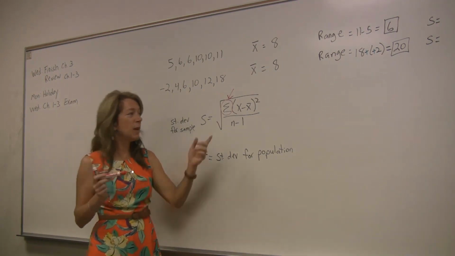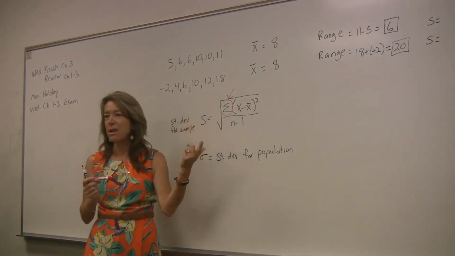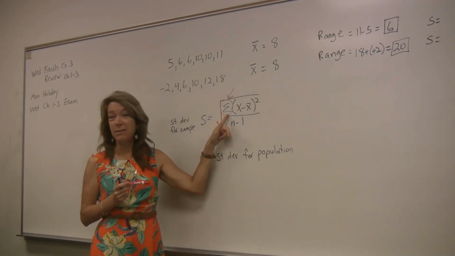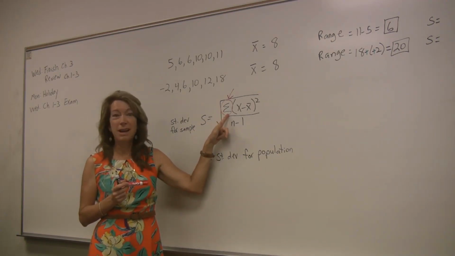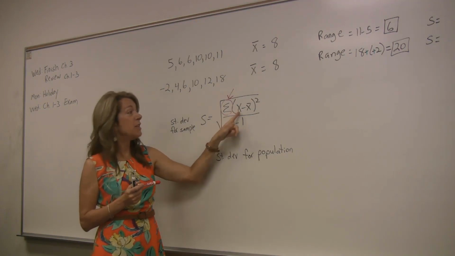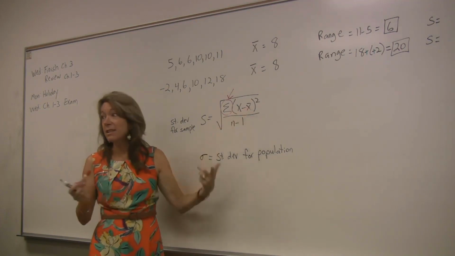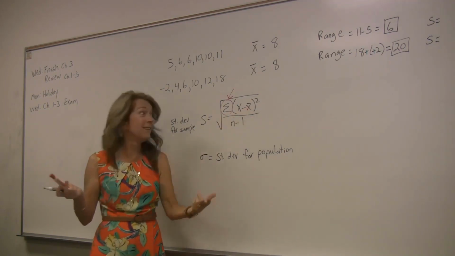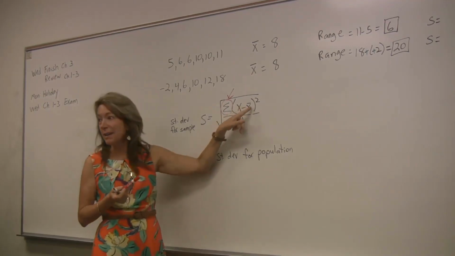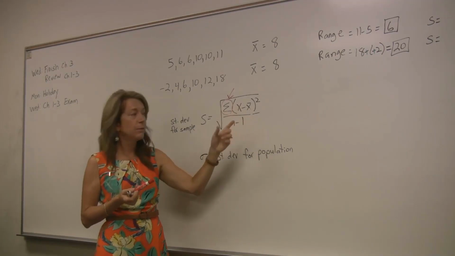Good. So his question was, can we just do one of them and be done, or do we have to do it over and over again? See this sign right out here? Addition. That tells me to add them all up. So I have to do it for every single one of them. So I have to do 5 minus 8, then 6 minus 8, and so forth.